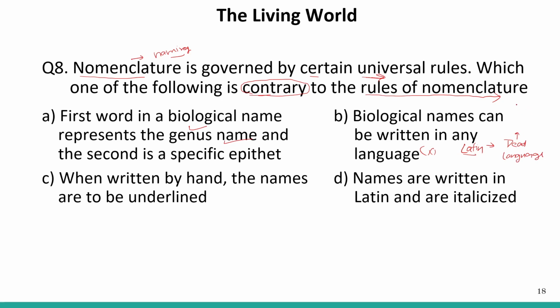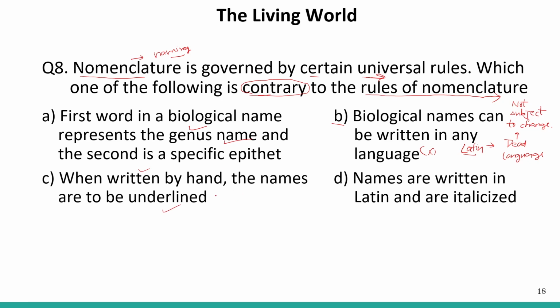You can also write it's a dead language, not subject to change. The meaning of the word will remain the same because it is not evolving. This language has died. So, this is clear. Option B is incorrect. Option C, when written by hand, the names are to be underlined.